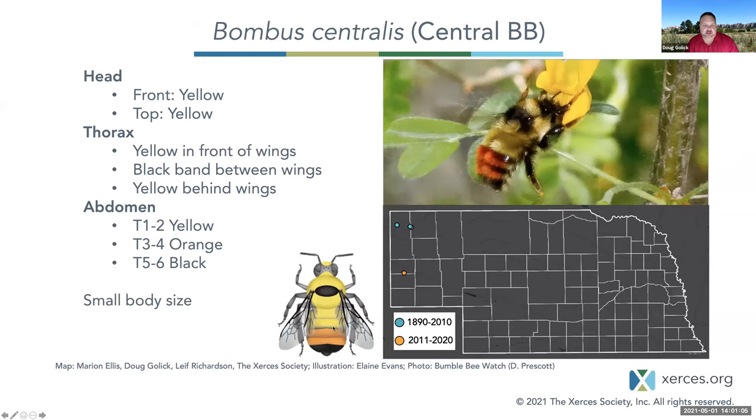Bombus centralis, again, very similar to our other orange tails. The big characteristic on this one is T1 and T2 are yellow, whereas T2 is orange in the other species. T3 and 4 are orange. And it also has a stripe of black hair down the middle of its thorax compared to some of the other species. So again, very, very similar species. The big differentiation here is T3 and T4 are orange instead of T2 and T3 in the other species.